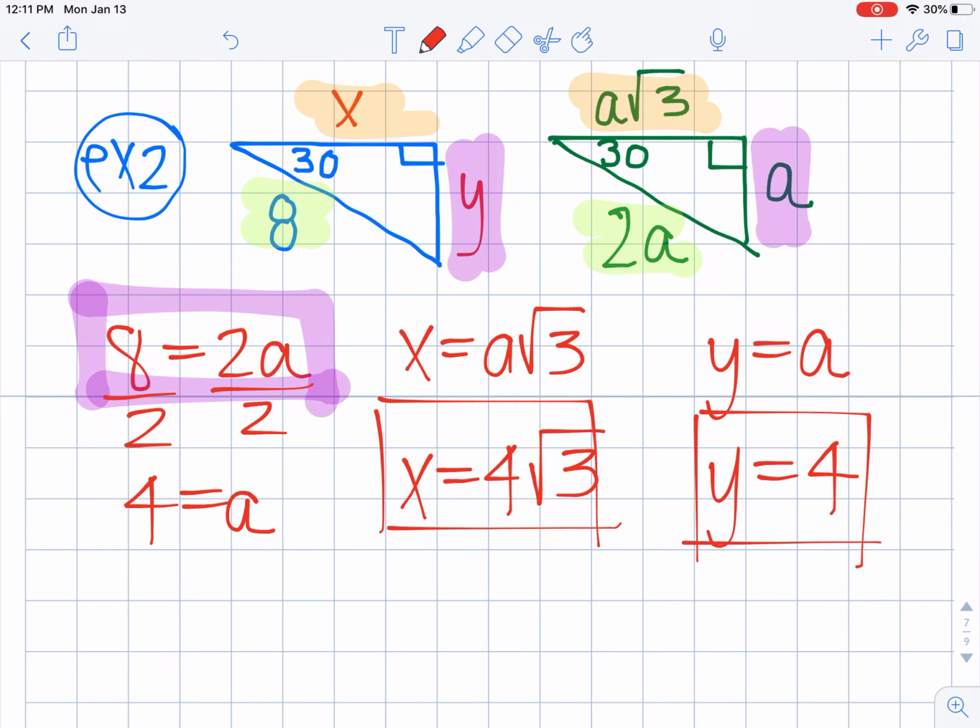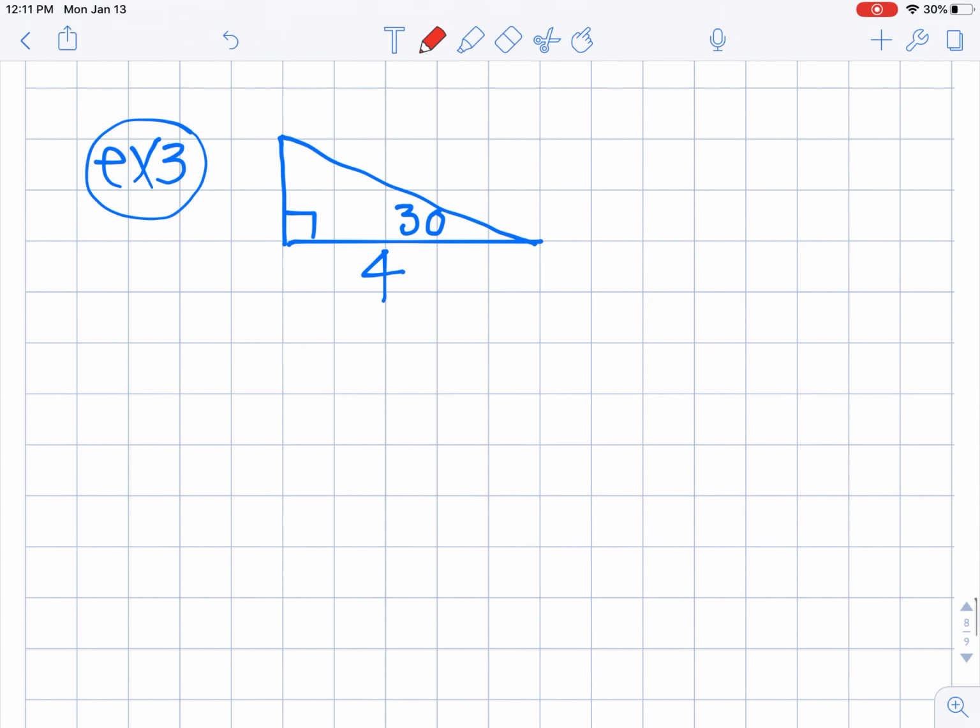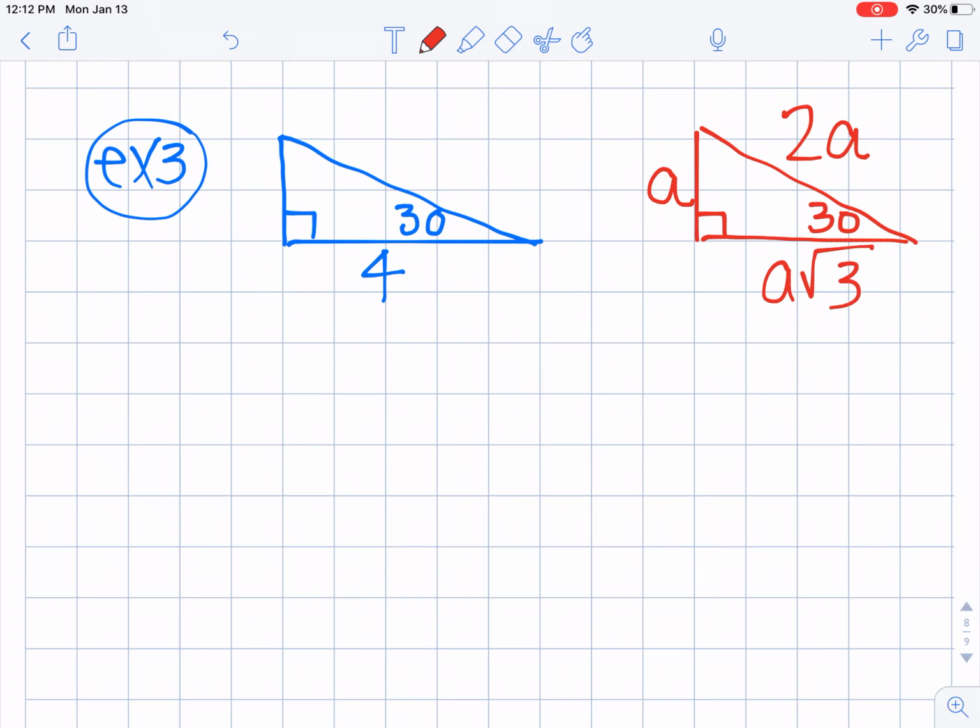Okay, last one. This is the hardest of the 3. So I'm going to notice that I have a 30, 60, 90 triangle. I'm going to draw in my shortcut in the same orientation in the way that my problem is written. Across from my 30 degrees, I have the a. Across from my 90 degrees, I have 2a. And across from 60, I have a times the square root of 3. If this is x and this is y, we need to solve.